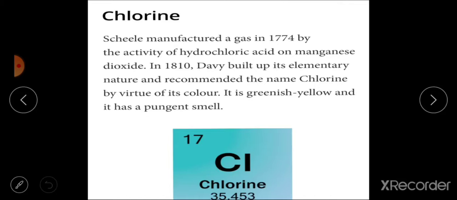In 1810, Davy established its elementary nature and suggested the name chlorine because of its color. The color of chlorine is greenish yellow. Chlorine is derived from the Greek word chloros, meaning greenish yellow. That's why it was named chlorine.